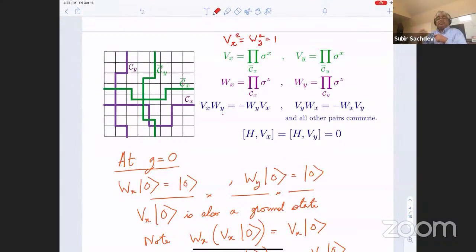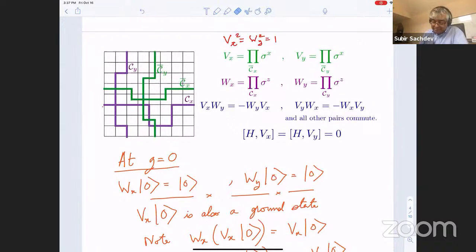And so their representations, when they act, will form a qubit. So there's some gigantic qubit associated with the operator that encircles the entire loop of the torus. And similarly, the other way. So there are two qubits, one associated with Vx and one associated with Vy, and Vy anti-commutes with Wx and Vx anti-commutes with Wy. And why do they anti-commute?